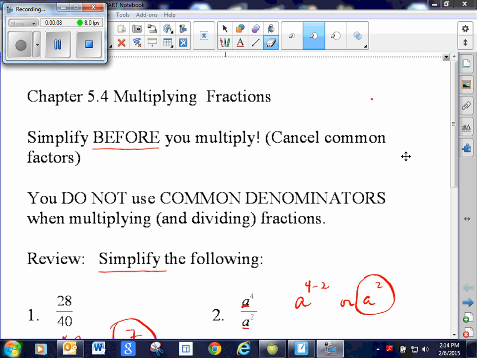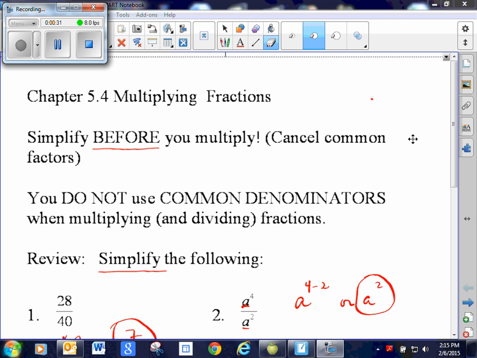Some of these problems I've already worked, and I'll just talk you through them, and then I've got some that I'll be working with you on some of the pages as well. So we've been adding and subtracting fractions, both with like denominators and unlike denominators. As you might imagine, what's left to do is multiplying and dividing. So this section is on multiplying fractions.